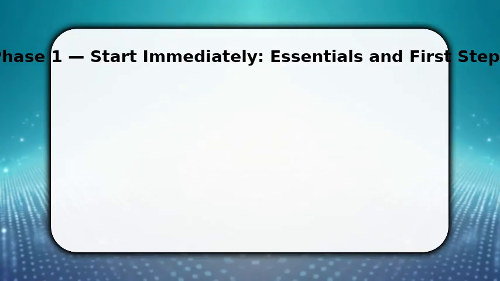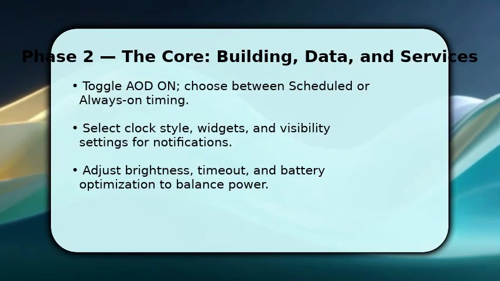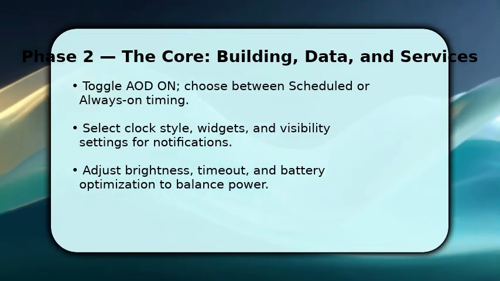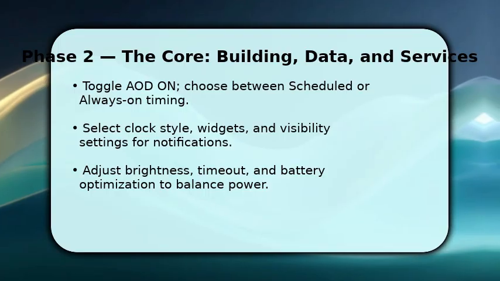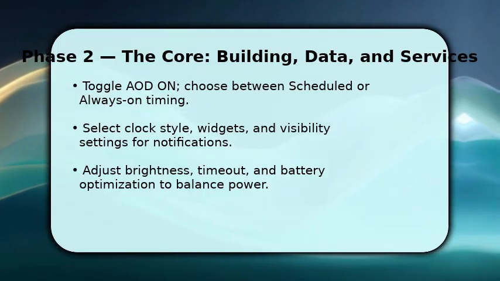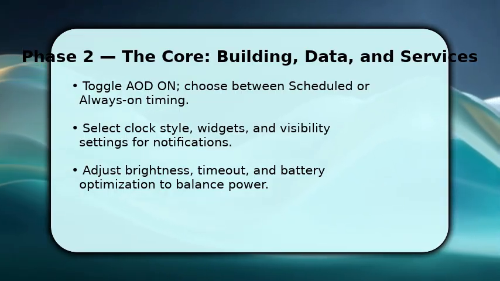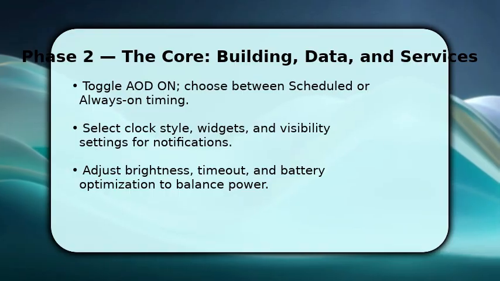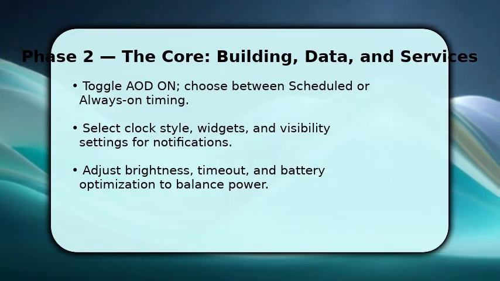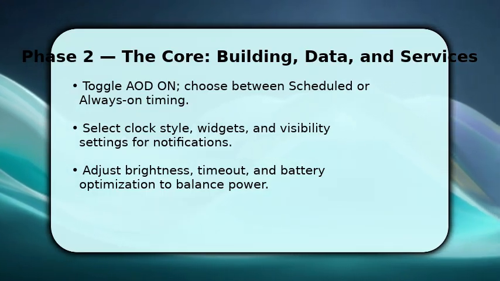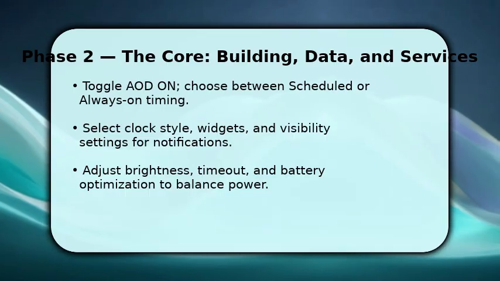Flip the toggle to on, then decide scheduled versus always on based on battery needs. Once enabled, choose a clock face and any widgets. Notifications and music controls are common choices because they save steps later. Make sure to set visibility for lock screen vs ambient and adjust brightness and timeout to reduce battery draw. Finally, check battery optimization so AOD isn't force-closed by power-saving modes.